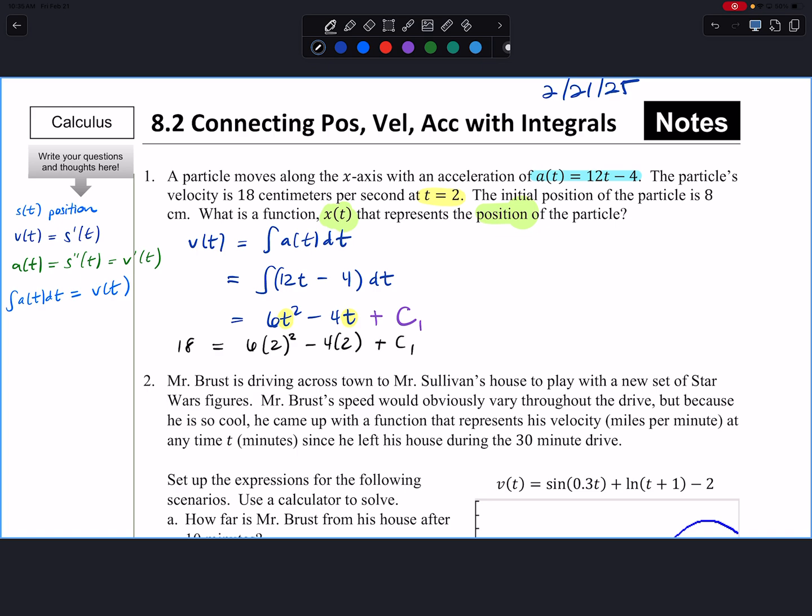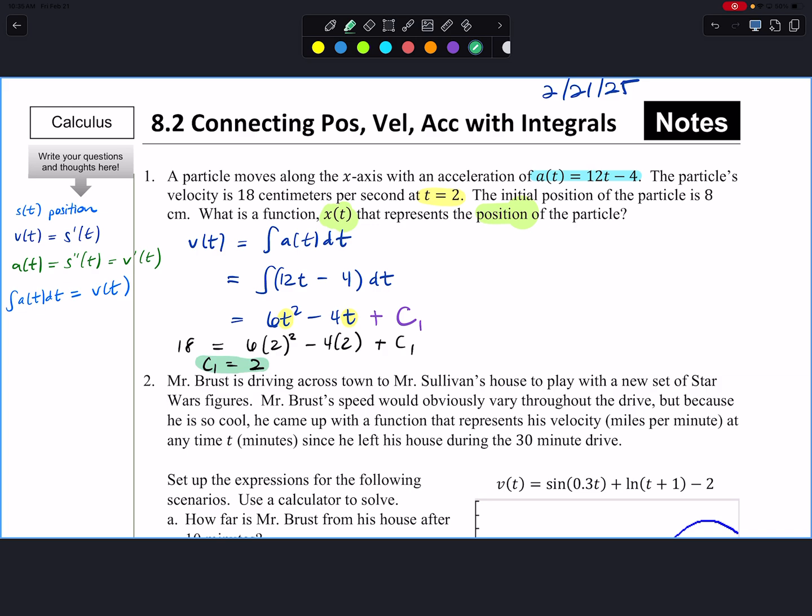You guys are AP Calculus students, so I'm assuming that you guys can solve this on your own. Okay, I'll just give you guys, I'm going to flex on you guys a little bit. 24 minus 8 is 16. So subtract 16 from both sides. That means that C1 is equal to 2 if you solve it. Is that, you guys cool with that?